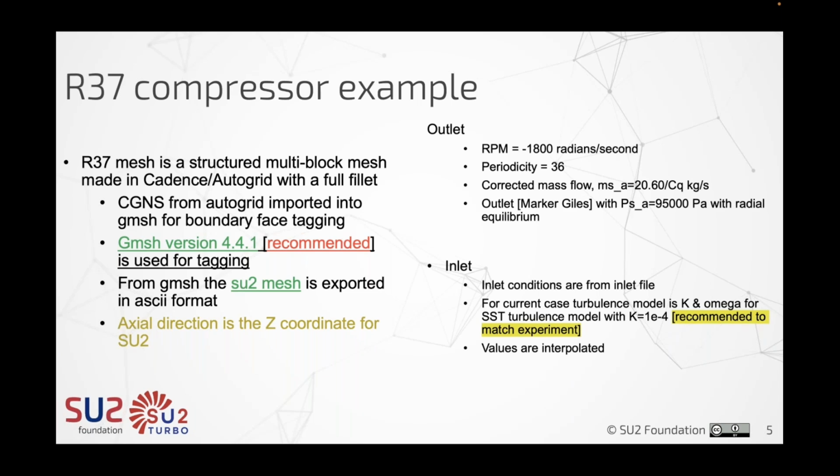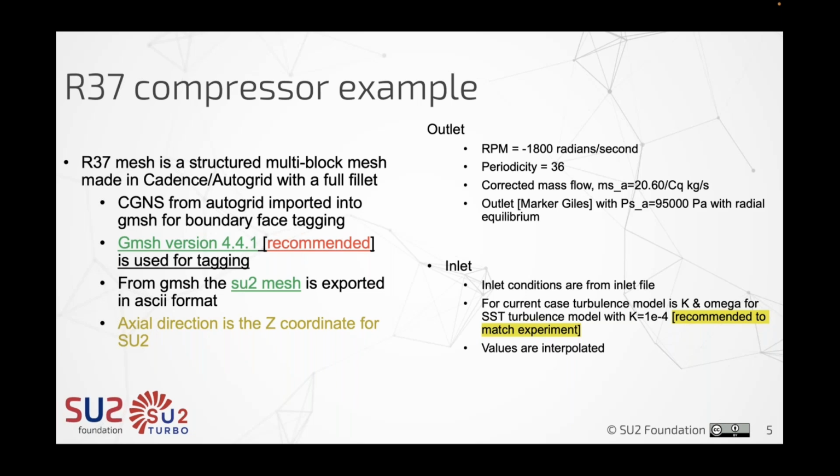In general, this particular design point has an RPM of minus 1800 radians per second. The rotor has 36 blades. What we call the periodicity is 36. One of the design points, the corrected mass flow was 20.60 kilograms per second, and the 95K Pascal outlet pressure is close to surge. But these are just references for the ISO line that I will show you later on. I went from 75K to 140K.